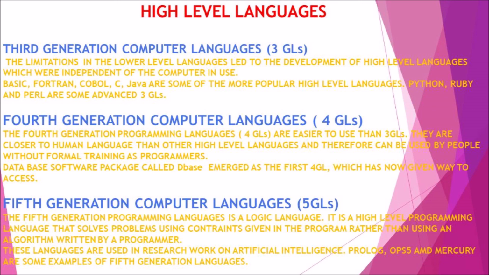These languages are mainly used in research work, R&D. They call it research and development. It is done with the help of artificial intelligence. Some of the languages are Prolog, OPS5, and Mercury. All these come under artificial intelligence and under the fifth generation computer languages.